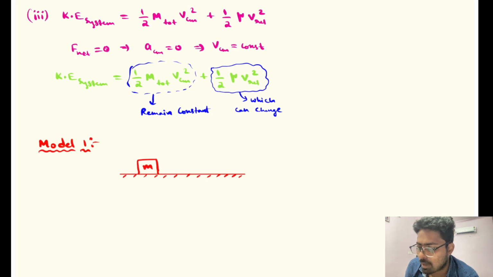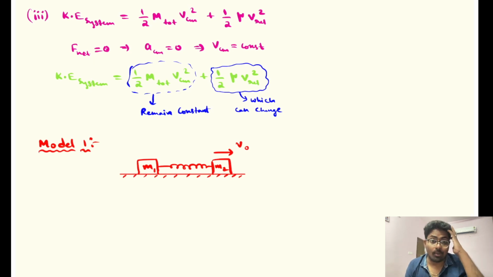So let's say there is an m1 mass connected to a block of m2 mass. Let's say this is given some v0 velocity. Now they're asking what is the maximum extension in the spring. I will be doing it in two different ways. First of all, you need to understand that in this case, the net force acting on the system is zero.